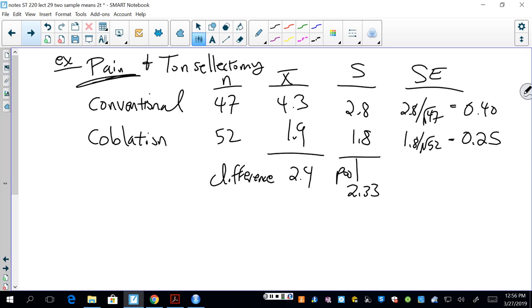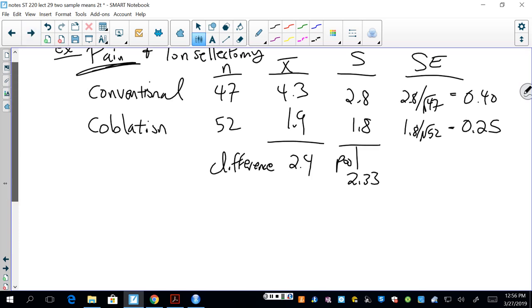And you can say, compare the two groups. Does this coblation method of surgery lead to a significant reduction in pain from this type of surgery? Do you want to do confidence intervals? Do you want to do hypothesis tests? Do you want to do pooled or not pooled? Can we do pooled just to make it easier on ourselves?